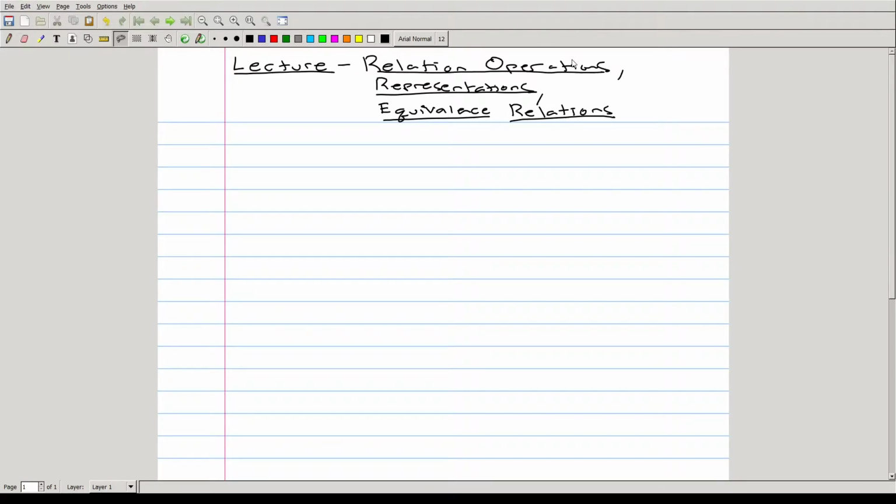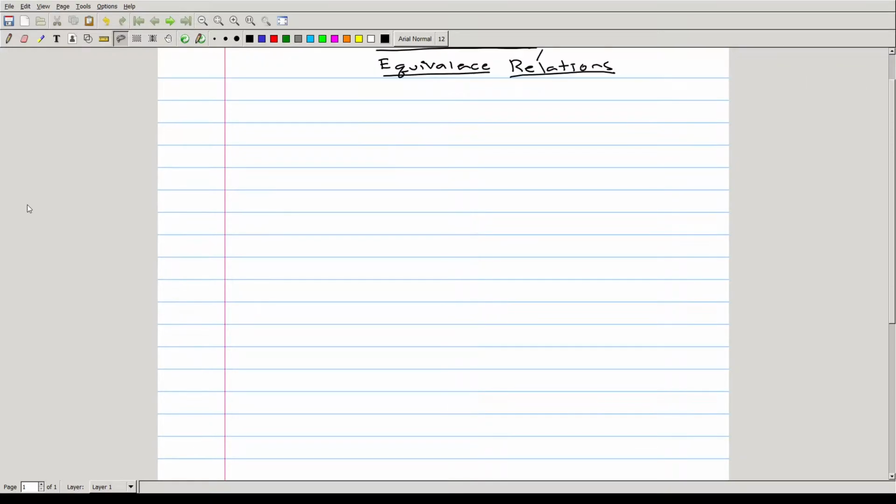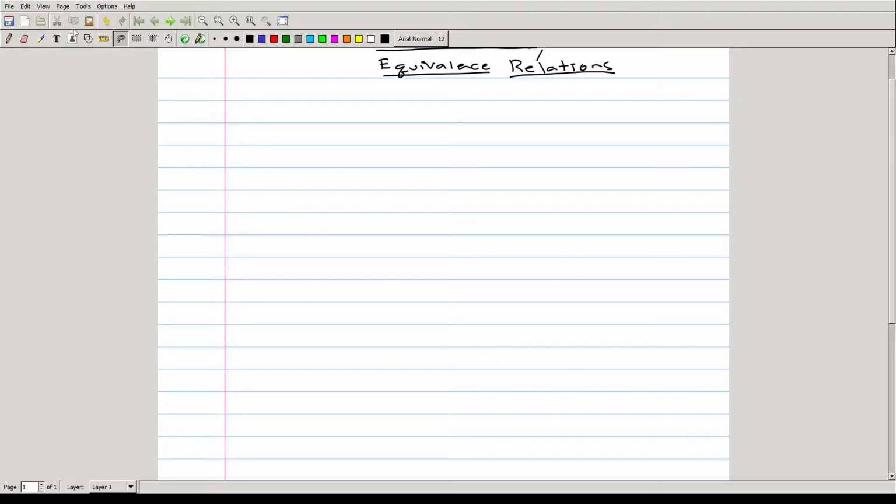Today we'll be talking about relation operations, so some more complicated relation operations, representations, so how to represent a relation using mathematical objects, certain ways of doing this, and we'll be talking about how to define and use equivalence relations. So let's start by defining a very important operation called the composition relation.